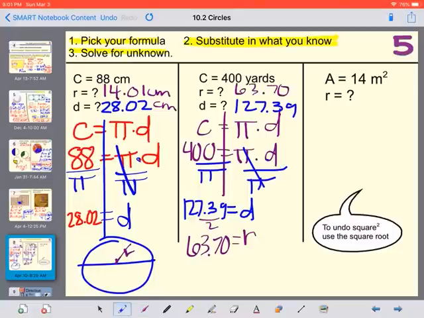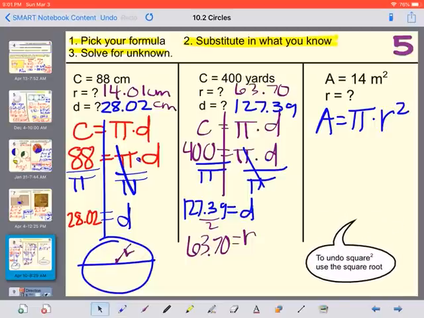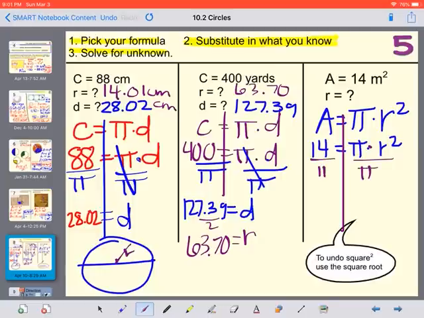Now this last one's a little tricky just because we have a square. The area of a circle, they're telling us, is 14, and we know the formula is pi times radius squared. So they do give us a hint down here, but I'm going to plug in what we know first. Area is 14. Just like the last couple, the opposite of multiplying by pi would be dividing by pi. Get rid of that. So we have r squared equals 14 divided by pi. Pi is 3.14. And we get 4.45 or 4.46.